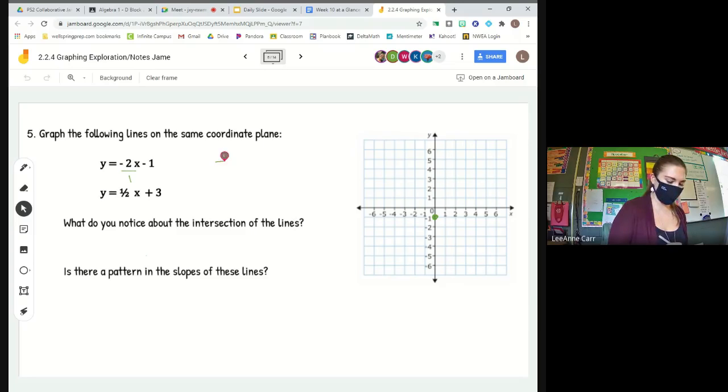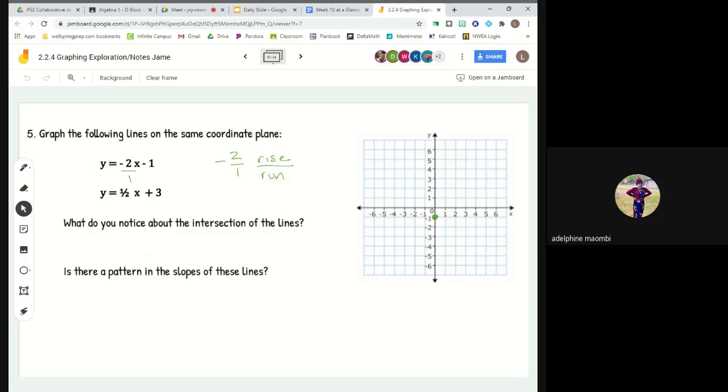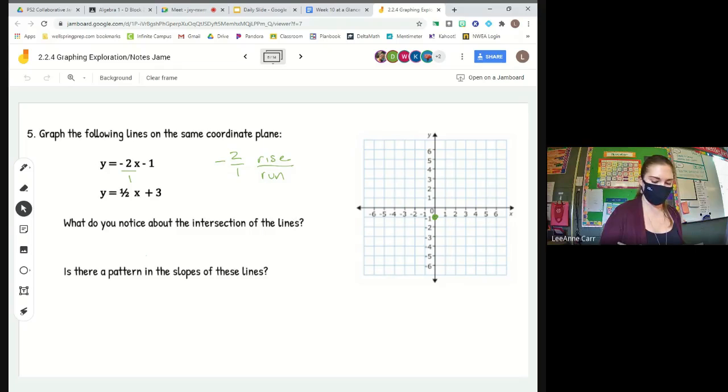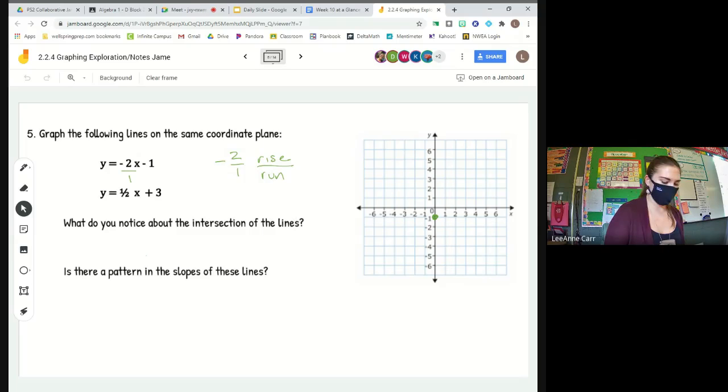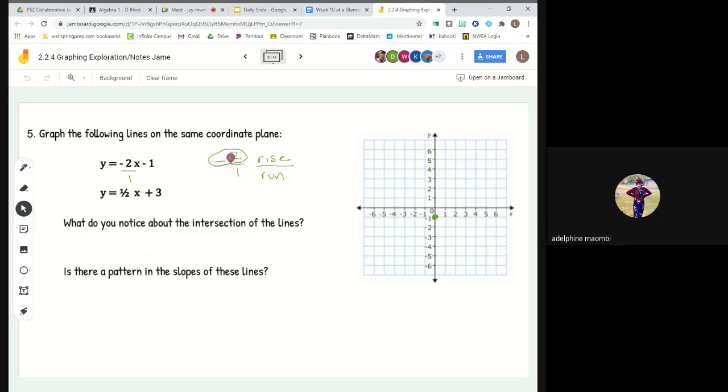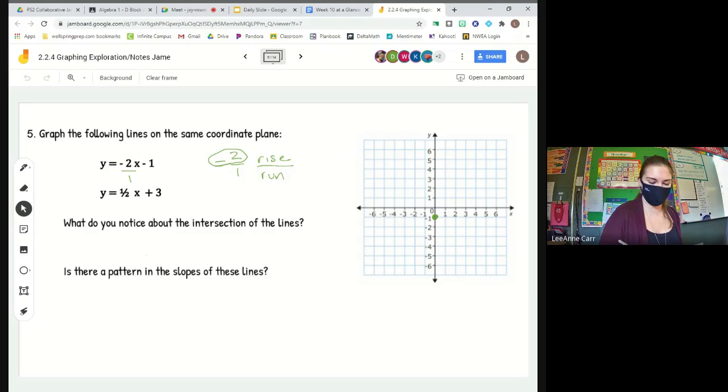Look at our slope. If we have -2/1, this is our rise. This is our run. So that top number tells me if I'm going up or down. So looking at that number, how much am I going to go up or down? 2. And are we going to go up or down? Up. If we have a negative? I said we're going to go down 2/1. There we go. You got it. Just took a second. There you go. Awesome. So now we got one line.